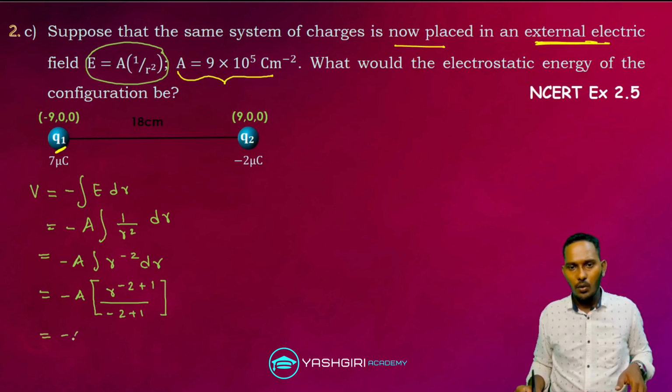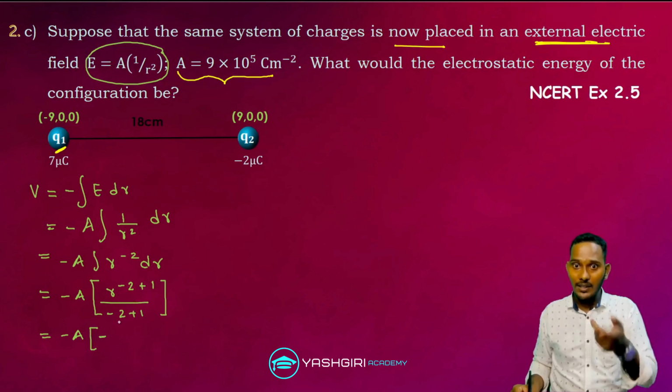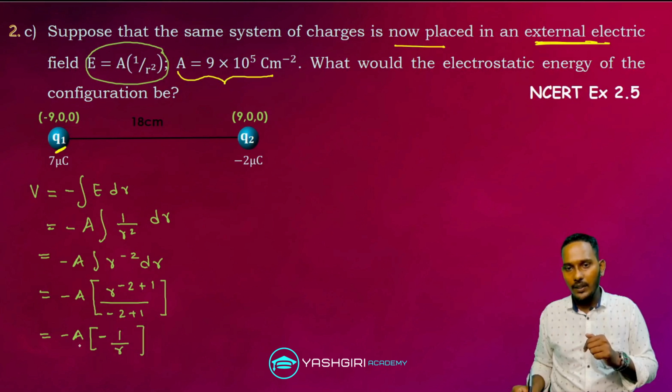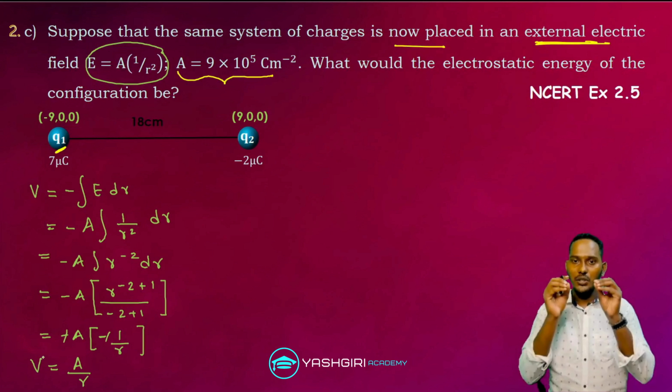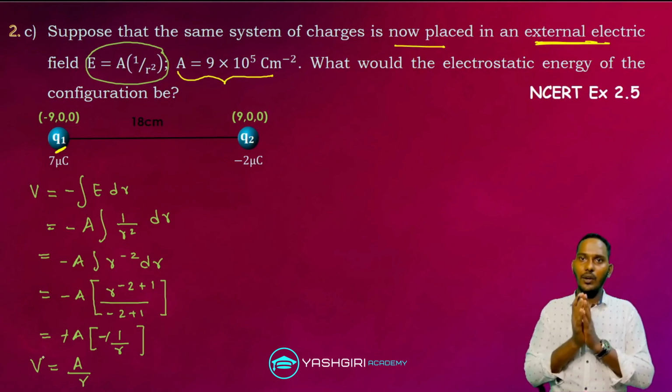So you just open it up, minus A. Here you can see in the denominator we'll be having a minus 1. So let me write it here, minus A, and r to the power minus 2 plus 1 will be r to the power minus 1, which I can write as 1 over r. So here minus and minus get cancelled. So what is the potential? A upon r. So this is the electric potential that we have got.